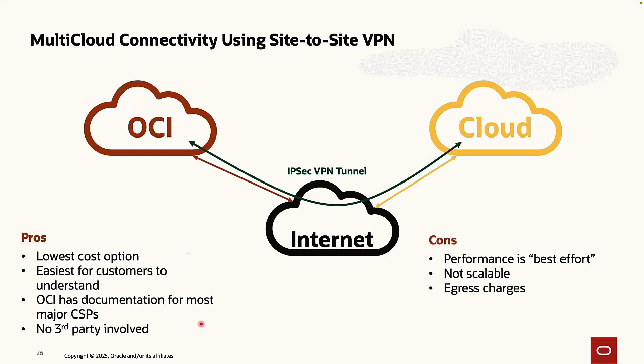Some of the cons are that performance is best effort, because after all, it is going over the internet. So there are no SLAs with this particular connectivity from the OCI side of things. It's not scalable. It's a one-to-one IPsec site-to-site connection, so if you need to connect to multiple CSPs at once, you need to set up multiple separate IPsec VPN tunnels. And there can be egress charges as well. If you go over our current 10 terabyte a month threshold, there could be egress charges for this type of connection.